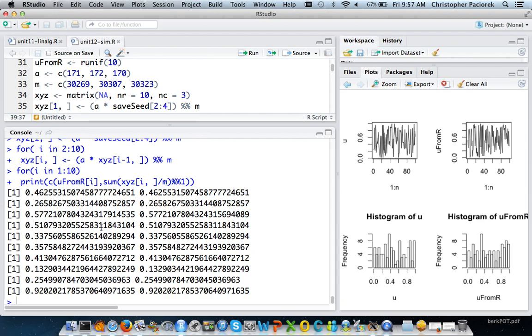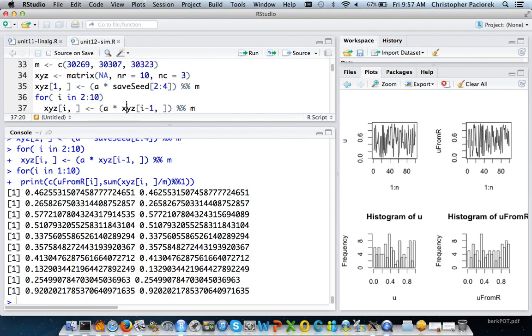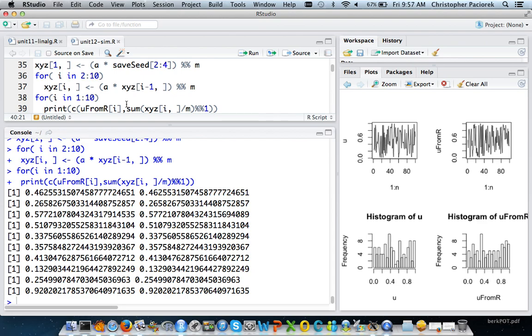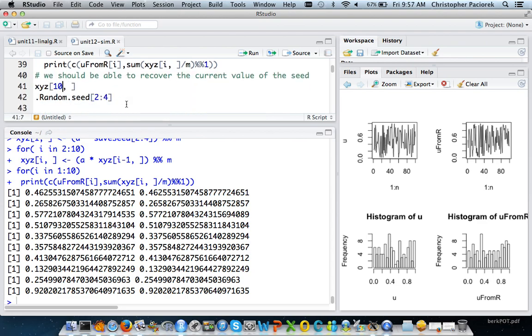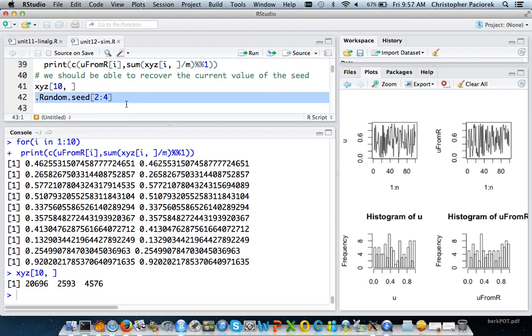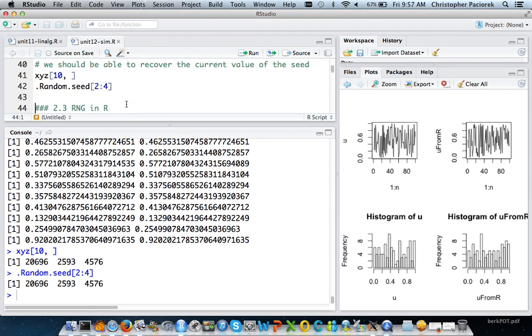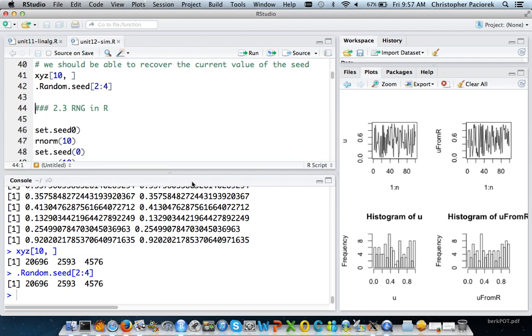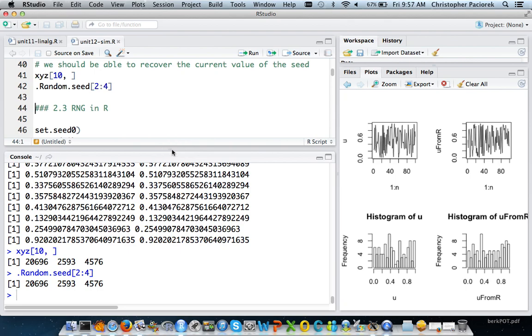And the other thing I can do is I can now look at the 10th value in what I just generated. And if I look at the current value of the random seed in R, I'll see it's the exact same value. So I understand exactly what's going on with the seed in this particular case. It's just these x, y, and z values, and that's straightforward to work through. Okay, so any questions about that?